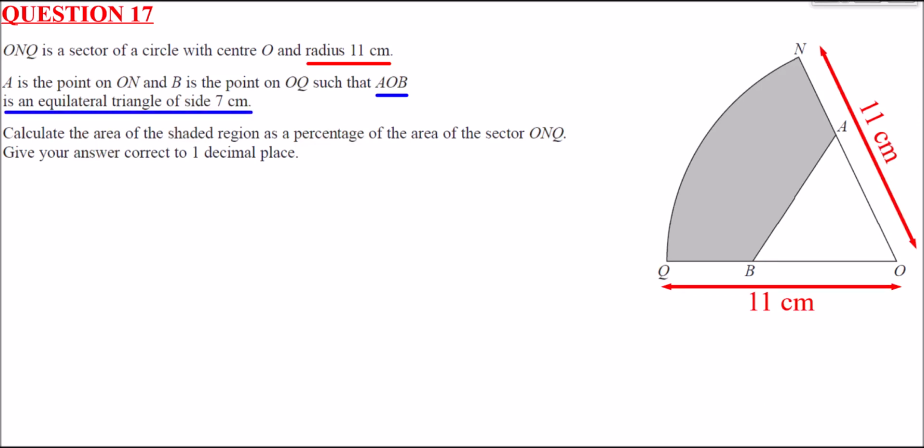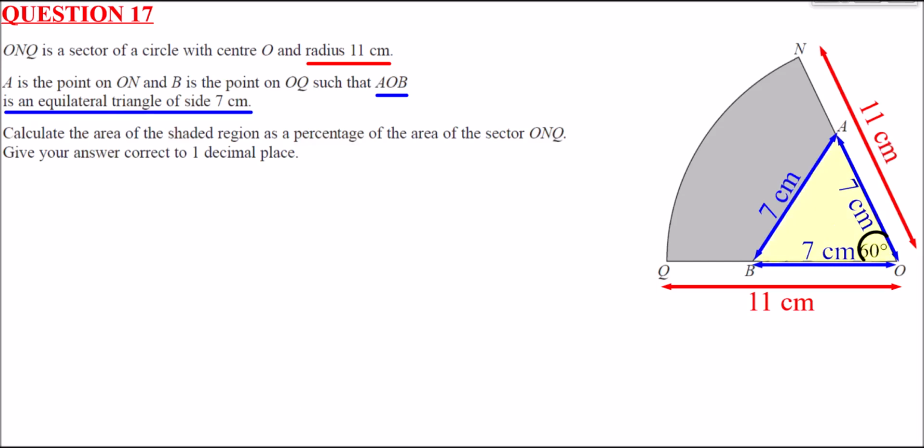It then says that AOB, that white triangle coming out from the centre, is equilateral with sides 7 centimetres. So all the sides of this white triangle here are going to be 7 centimetres. Let's add that information on. As well as that, if it's an equilateral triangle, each of the angles will be 60 degrees, as well as all these sides being 7 centimetres. We have to calculate the area of the shaded region as a percentage of the area of the sector ONQ. Give your answer correct to 1 decimal place.